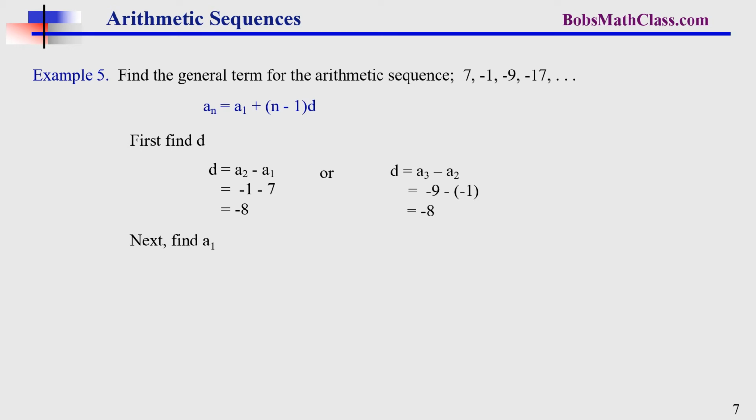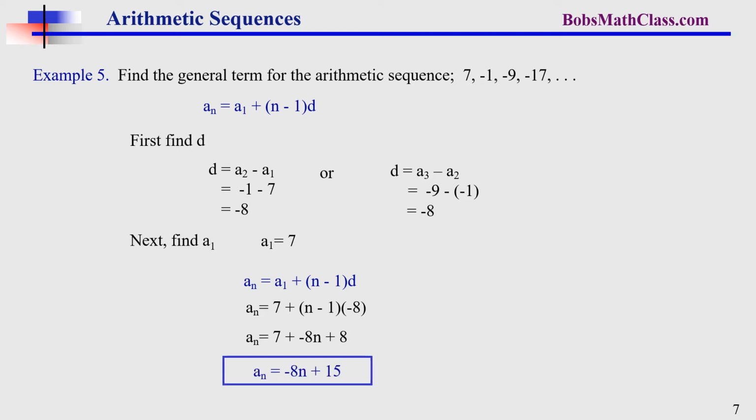Now we need to find a1. Well, a1 is just the first term. So we have our d and we have our a1. So plug those into the formula and then simplify it, and you're all done. 7 plus n minus 1 times negative 8. Distribute the negative 8. Add the two constants. So a sub n equals negative 8n plus 15.